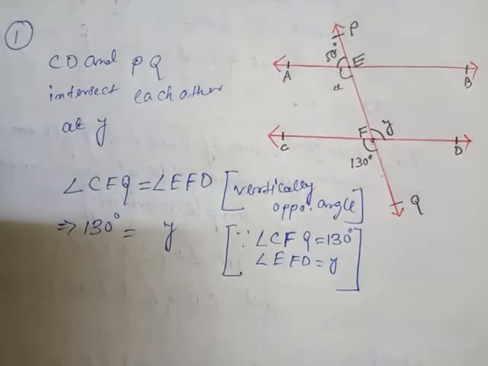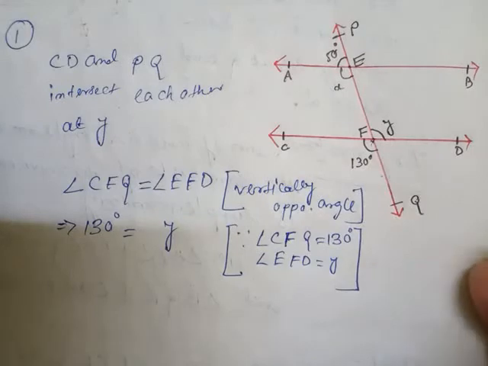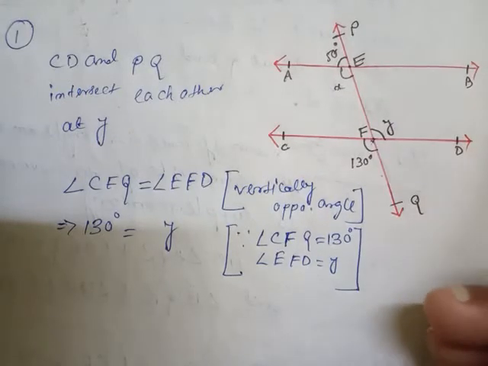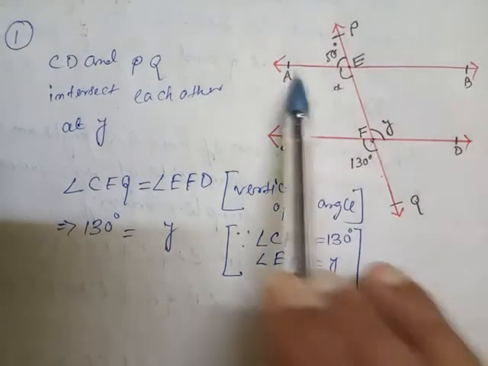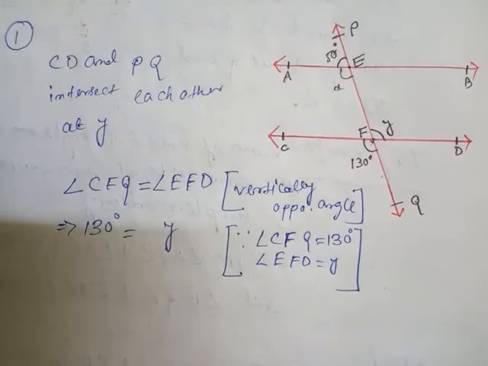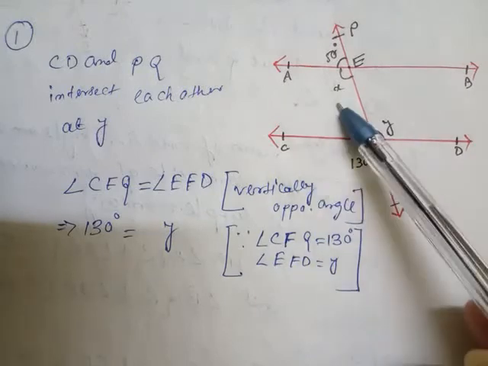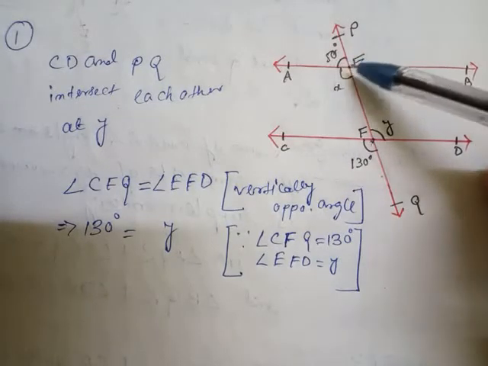Now look at the second one. We have to find the value of x. Students, we can say that x and y here are alternate interior angles, but before that, we have to prove that AB is parallel to CD. If we can prove that AB is parallel to CD, then we can say that PQ is the transversal and x and y are alternate interior angles, and y is equal to 130 degrees, and x is equal to 130 degrees. But here the degree given is 50, so we have to use this one.